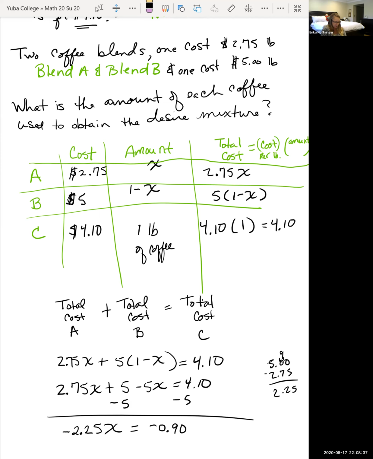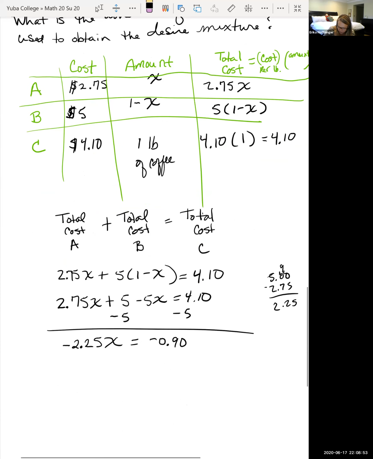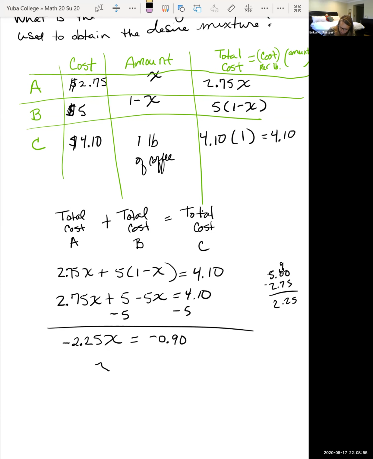Okay, I was just doing some of the math because I know that maybe it's a good little review, but I don't want to spend that much time. So 0.9 divided by 2.25. They're both negative, so I get back positive 0.4.